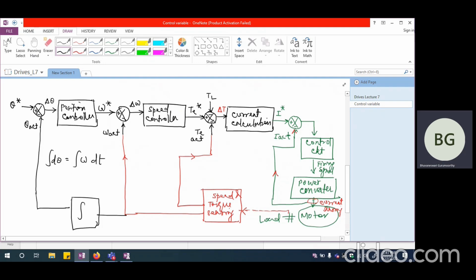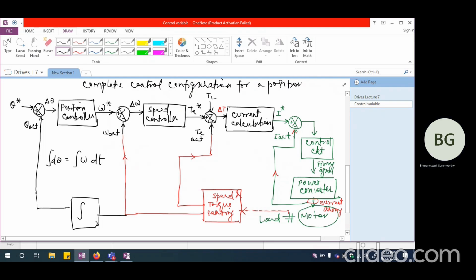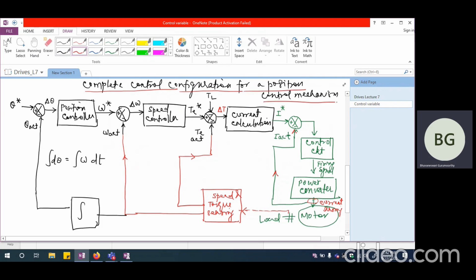So this happens to be the complete control loop for position control, for a position control mechanism. So this very clearly tells us that the outermost control loop is the position control loop, and the innermost control loop is the current control loop.